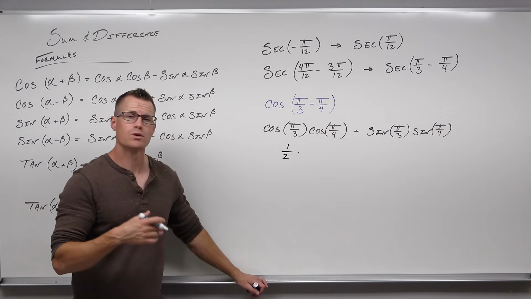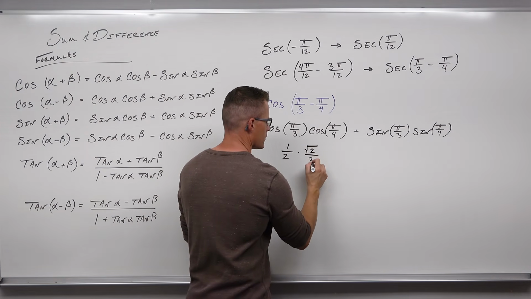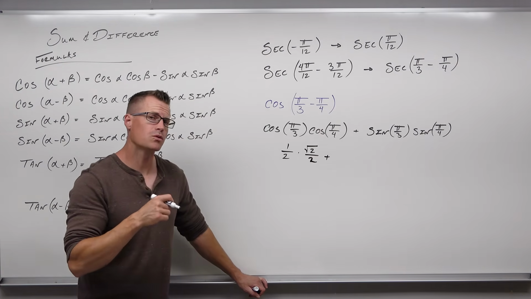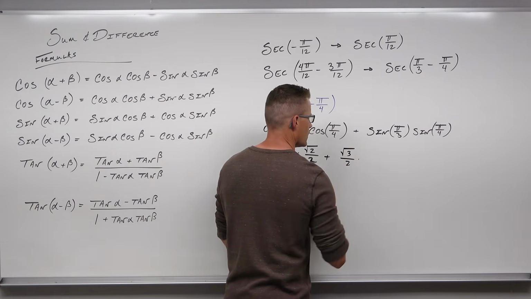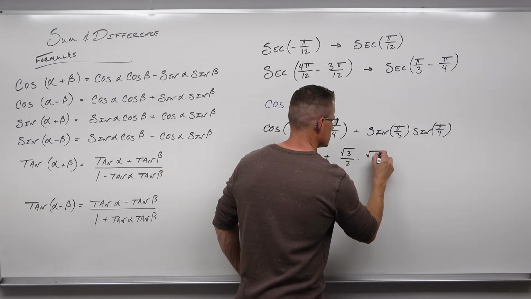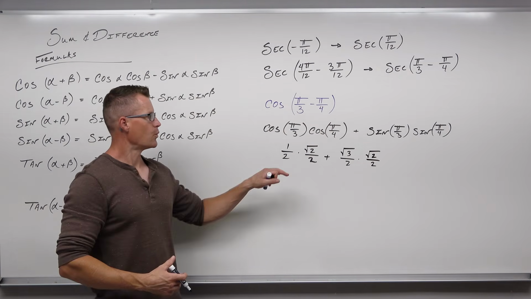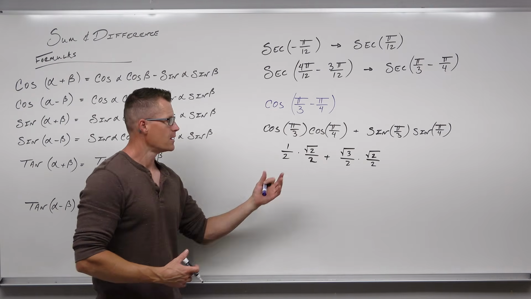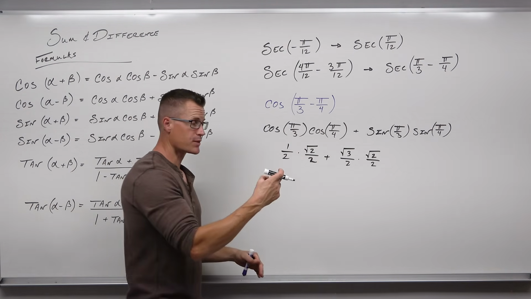Times cosine pi over 4 is square root 2 over 2. Plus sine of pi over 3 is square root 3 over 2. And sine of pi over 4 is square root 2 over 2. When we simplify all that, we get the square root of 2 plus the square root of 6 all over 4. Because we get square root 2 over 4, we get square root 6 over 4, common denominator lets us put that in one fraction.